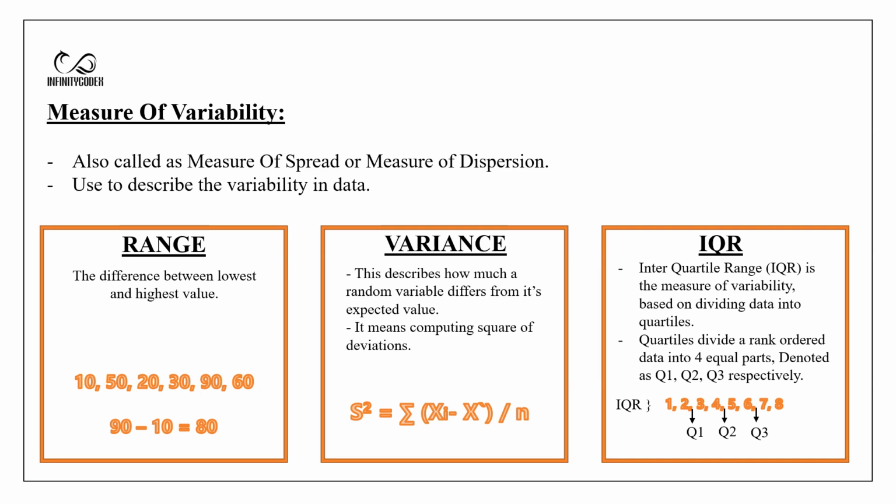Then we have IQR, which is also called interquartile range, is the measure of variability based on dividing data into quartiles. Quartiles divide rank-ordered data into 4 equal parts, denoted as Q1, Q2, Q3 respectively. We will study this more when we look at outliers.